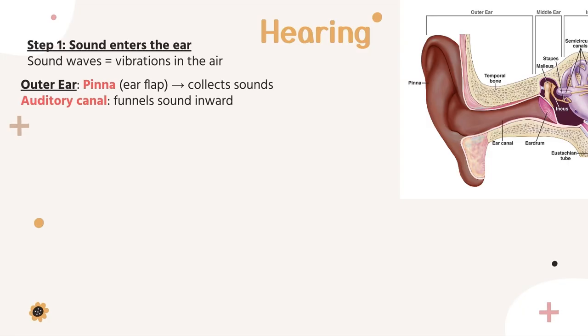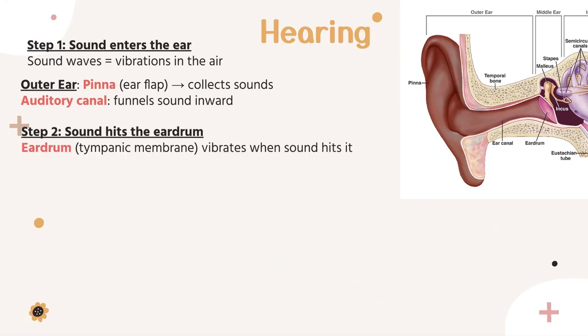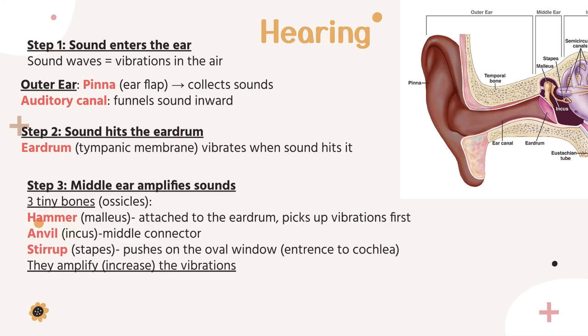Step 2. The sound hits the eardrum. The eardrum vibrates when the sound hits it. Step 3. The middle ear amplifies the sound. It has 3 tiny bones: the hammer, the anvil, and the stirrup. They amplify, they increase the vibrations.